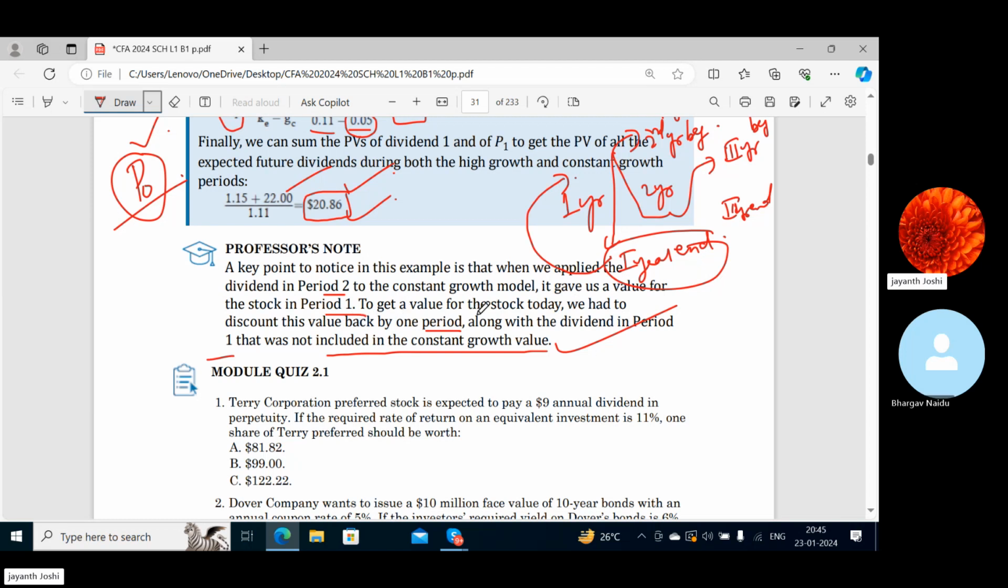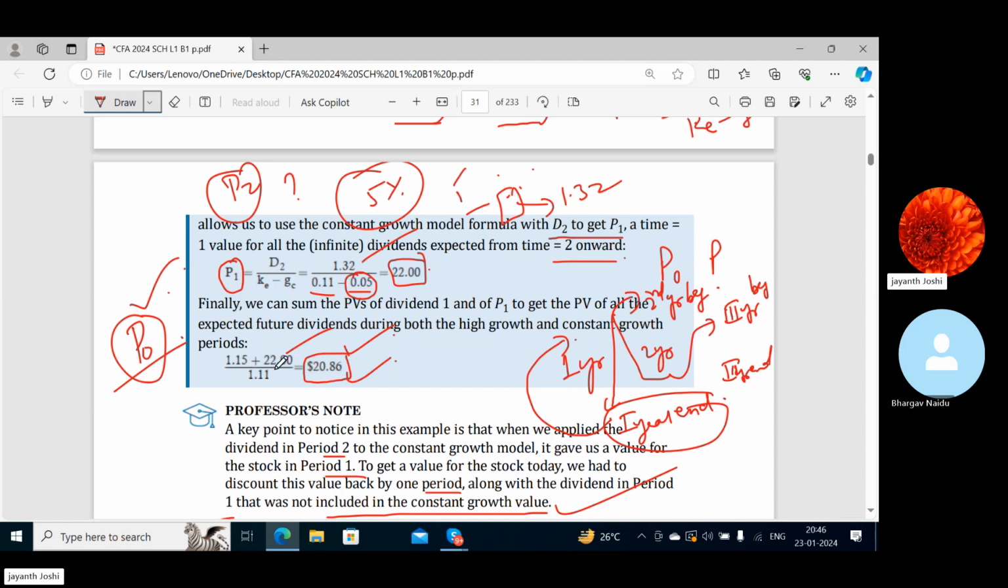What they said, to get the value of stock today, that means we did not take stock value anywhere else, right? We took it here only to get the present value. Here we did not take stock value. We can't take it. The formula does not permit us to take stock. This is just finding out the present value by discounting with some rate.